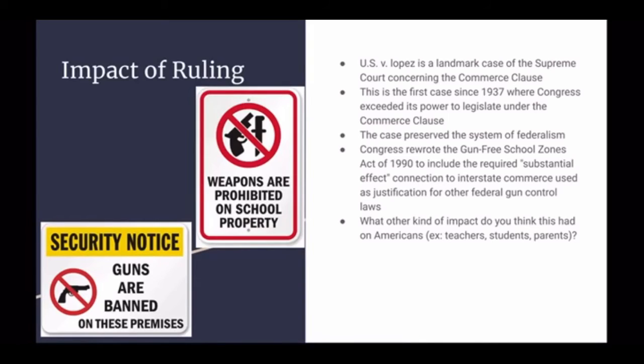Impact of the ruling. It was the first case since 1937 where Congress exceeded its power to legislate under the Commerce Clause. It preserved the system of federalism, which delegates certain powers to the states and certain powers to the central government. It forced Congress to rewrite the Gun-Free School Zones Act of 1990, and it now uses interstate commerce as justification for more federal gun laws.